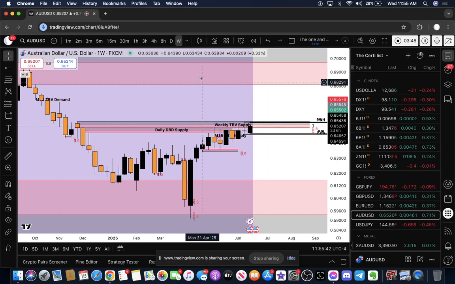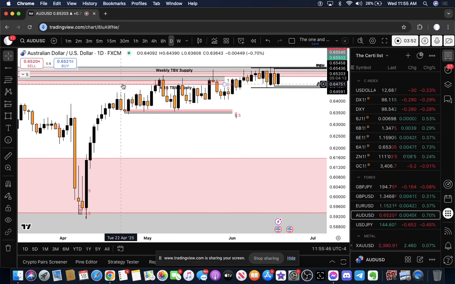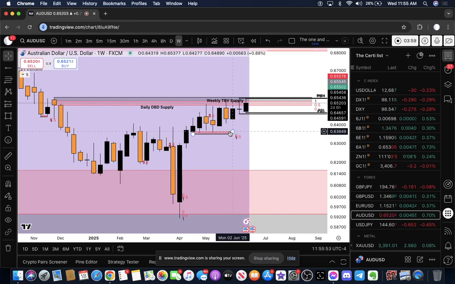AU, looking left, we do see price took out that daily area of supply I had labeled over here. So I'm going to go ahead and delete that area. Now price is looking like it's rejecting from that weekly area of supply I have labeled.